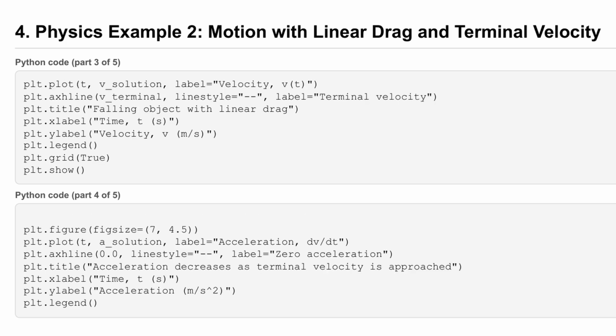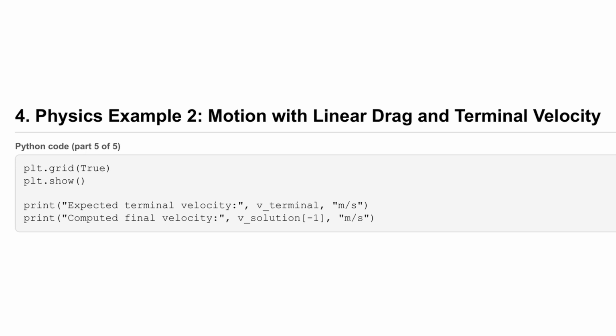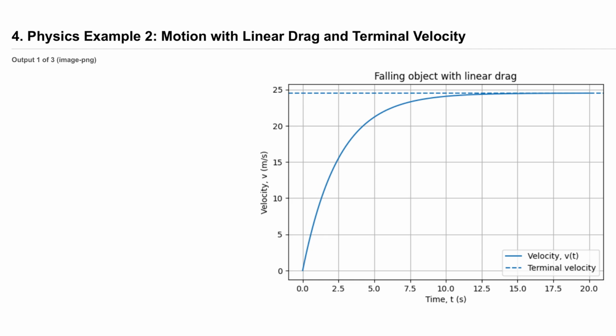With the numerical solution complete, this code prepares our visual diagnostics. We set up 2 plots: one to track how the velocity changes over time, and a second to monitor the acceleration curve. This final block of code displays our plots and prints a comparison between the theoretical terminal velocity and our computed final velocity. Looking at the first plot, the velocity starts at 0, climbs steeply, and then smoothly asymptotes to the theoretical terminal velocity, shown by the dashed line.